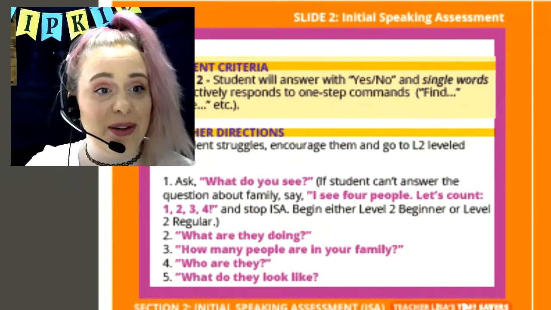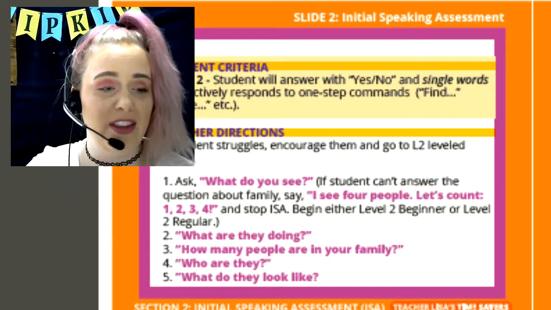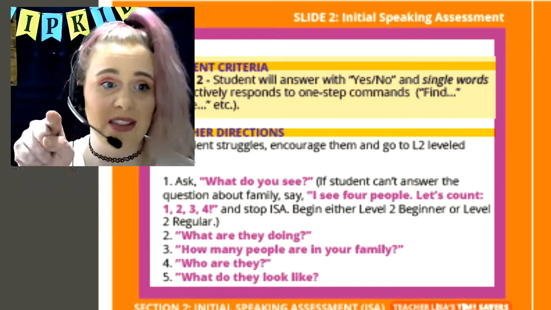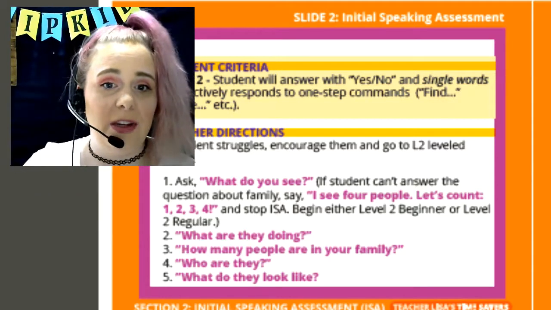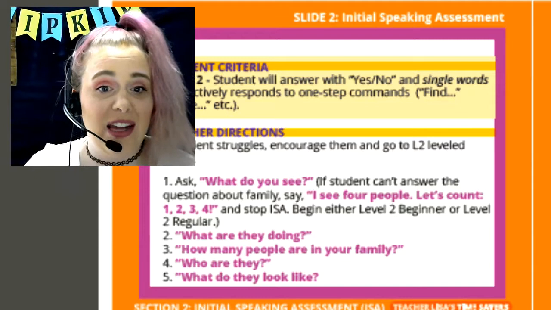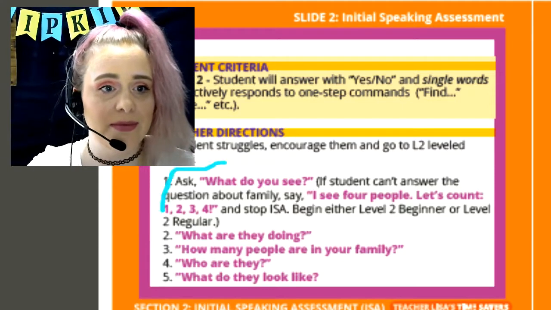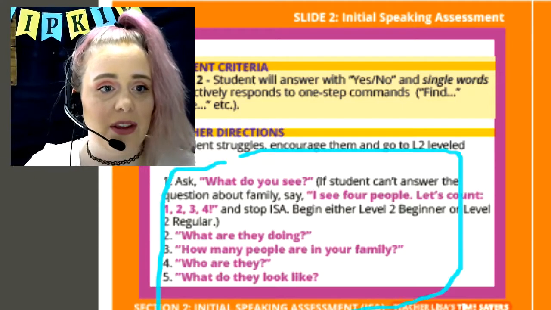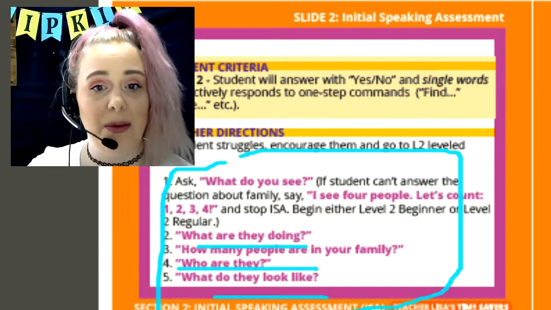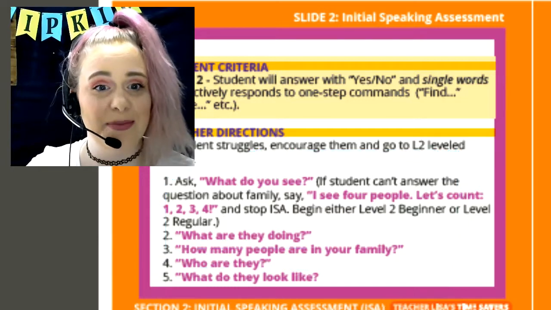Now, it tells you exactly what to say. This is directly from the bottom of those slides. It tells you what to say and what to do. Pretty simple. Go through these questions and then we move on. So let's look at the next one.